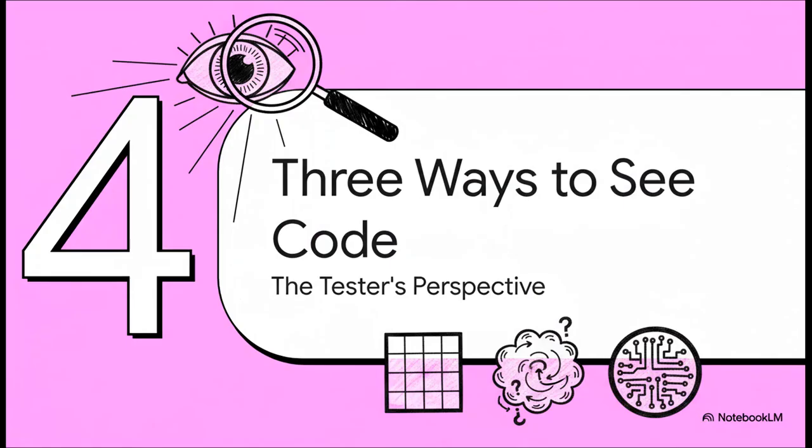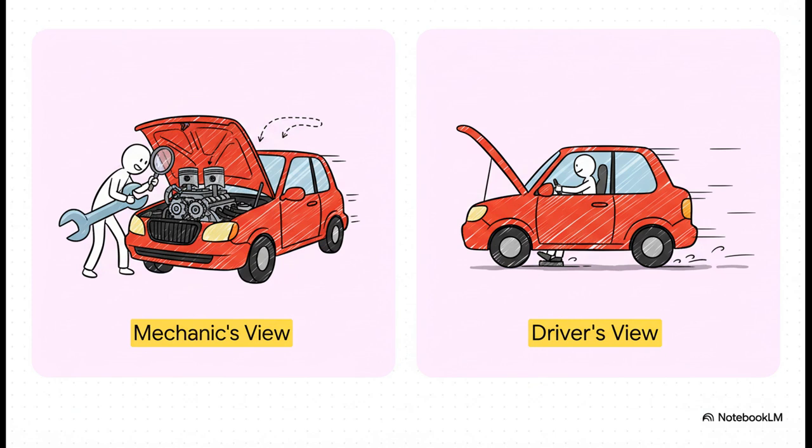All right, so we have our plan, we have our layers. The last piece of the puzzle is perspective. The way a tester looks at the software completely changes how they test it. And there are basically 3 main points of view they can take. The 2 big ones are best explained with a car analogy.